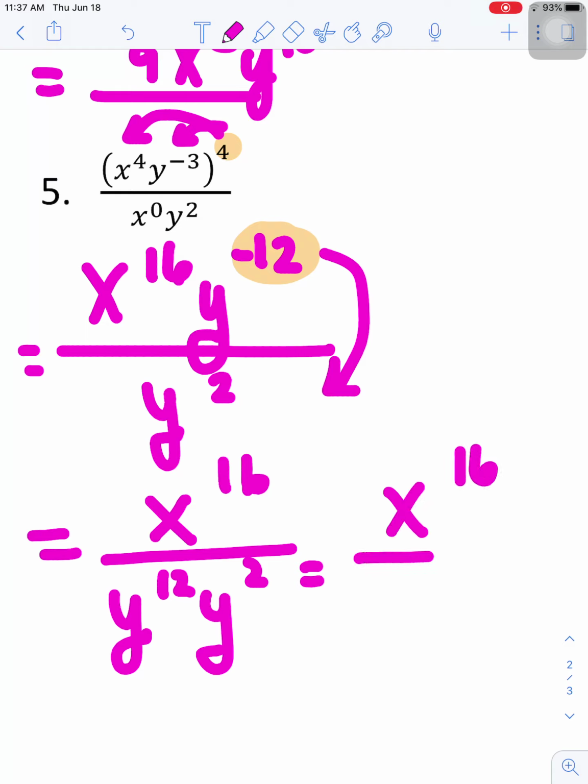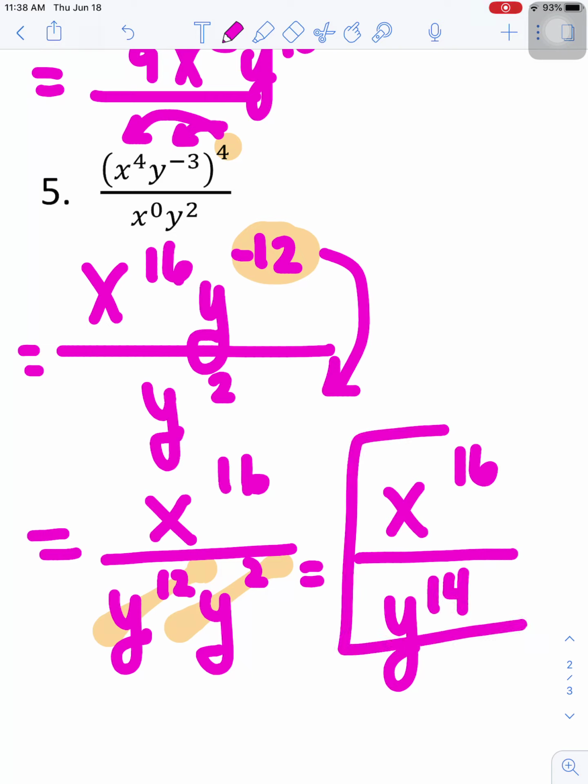So our x to the 16th we will leave alone, and in the denominator, because these are like terms and you are multiplying them, you will keep the base and add your exponents. So we get x to the 16th over y to the 14th.